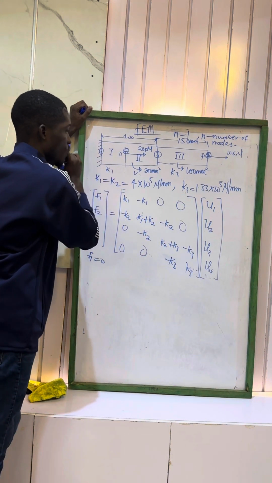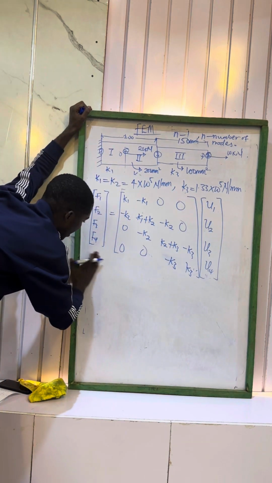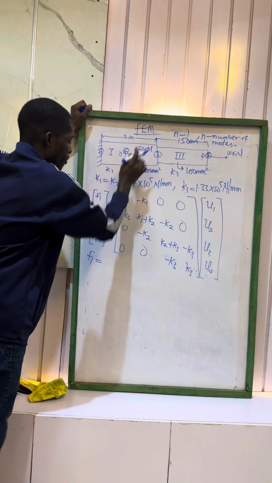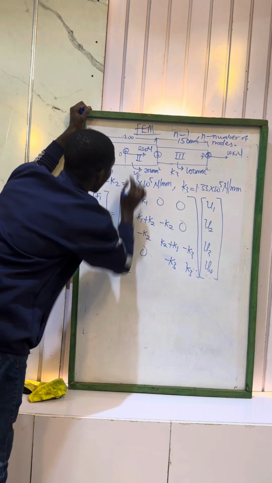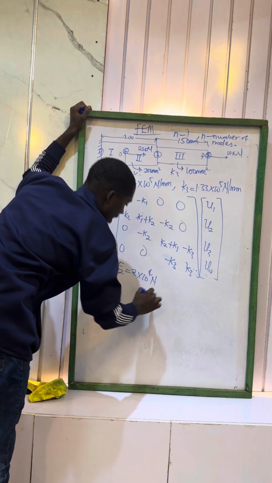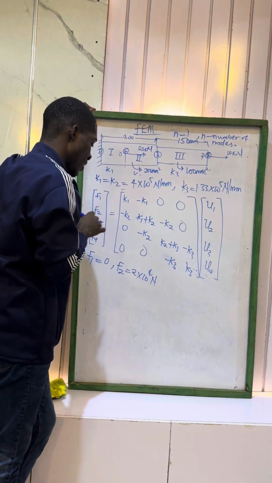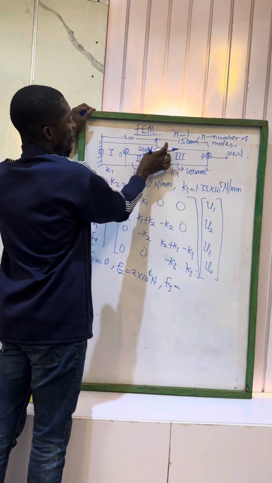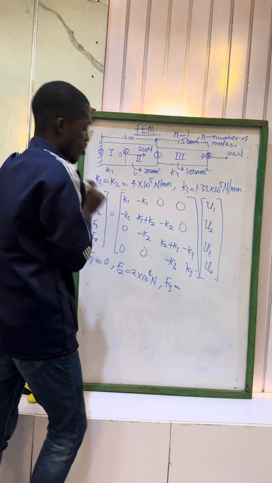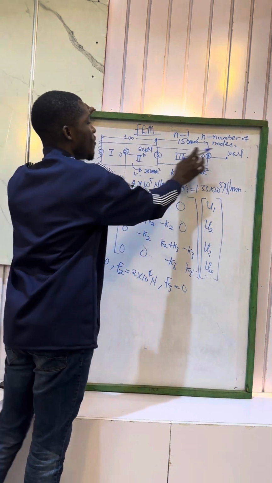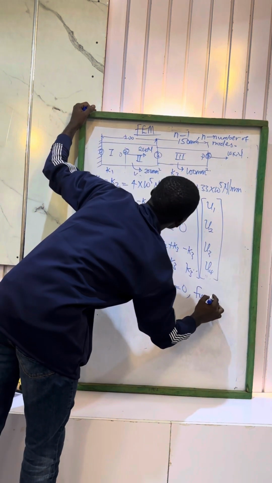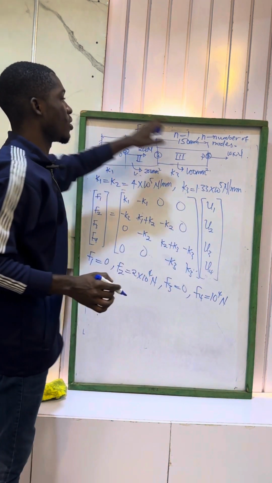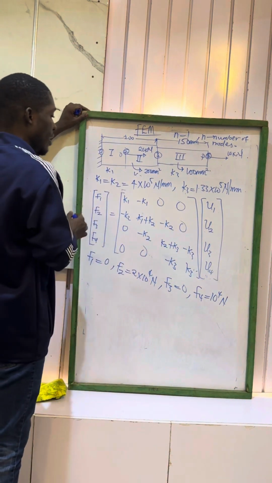Now F2. Perhaps I can write everything out at once, but let's do it sequentially. F1 is 0. Now F2, I gave the parameter before, F2 equals 2 times 10 to the power 4, because I did this at the beginning of this class. Then for F3, is there any force acting here? No. And for F4, is there any force acting there? Yes, and the force is 10 to the power 4 newton, because 10 kilonewton is 10 to the power 4 newton.